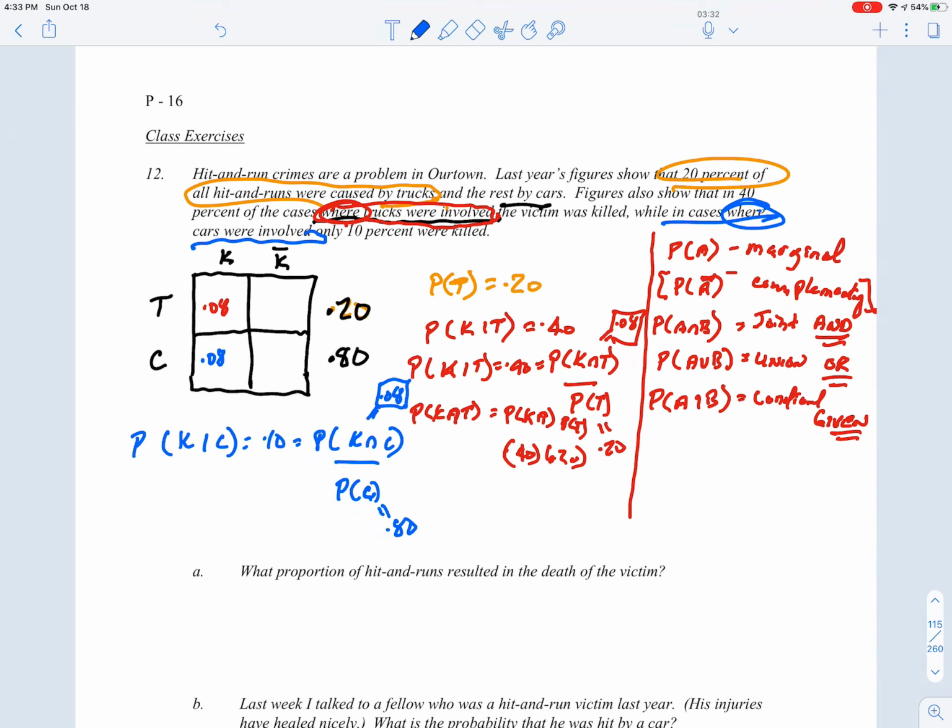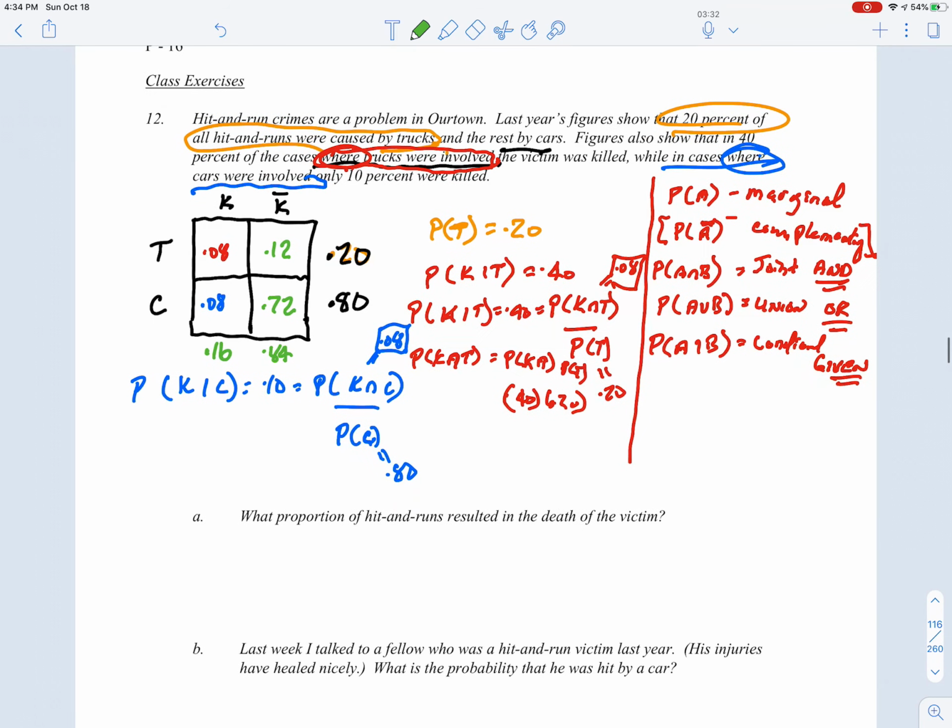But what we have here now is everything that we need to fill in the rest of the table. So now we can go here and add up this column, and that comes to 16%. The complement of that, so we have 16% are killed. That means that 84% are not killed. And then for each row, we can say that 0.08 plus 0.12 is 0.2, and then 0.08 plus 0.72 is equal to 0.80. So you've got the full table.